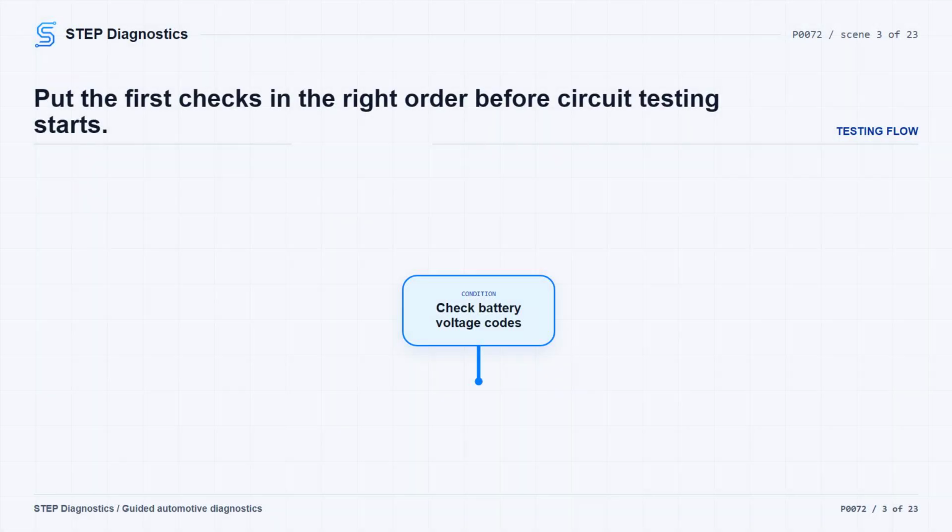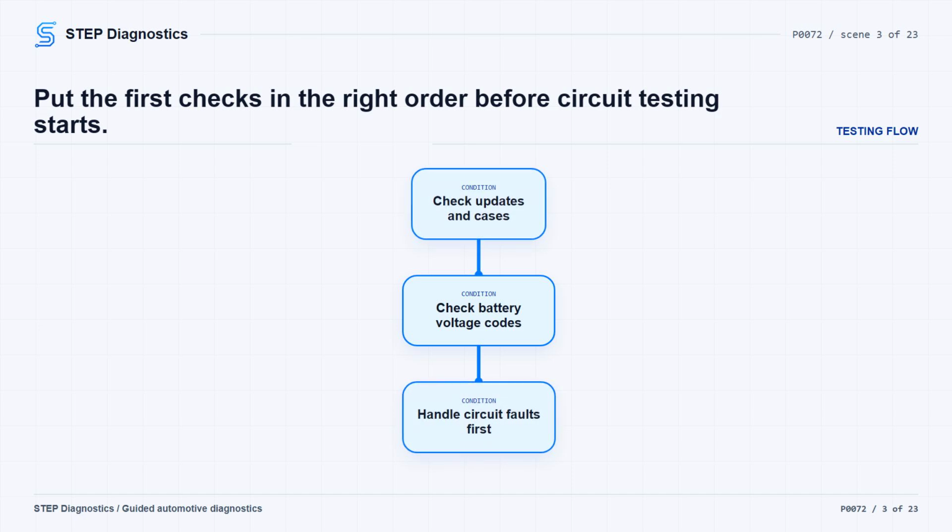Before getting deep into circuit testing, start with the basic system checks. Look for any service bulletins, case information, or flash updates that apply to this code or symptom. Then check the ECU for any battery voltage codes, because low battery voltage can cause a DTC and send you in the wrong direction. If circuit faults and rationality or performance faults are present together, diagnose the circuit faults first.